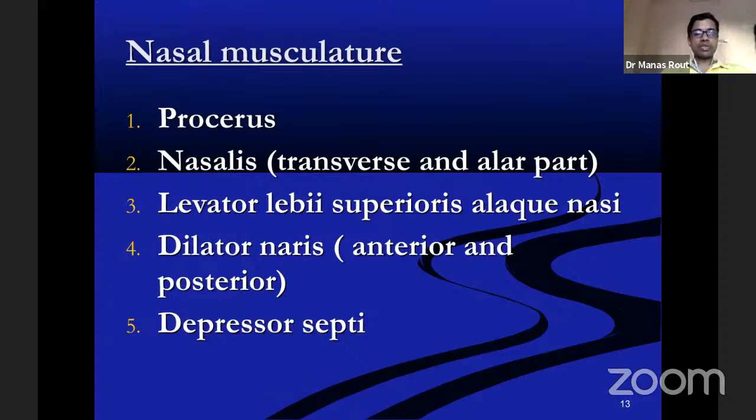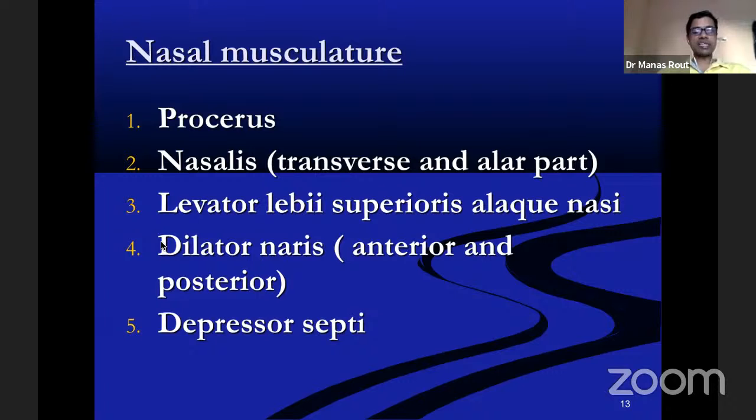Now coming to the nasal musculature. Here one is called the procerus muscle. These are the muscles of the nose. Procerus muscle is an extension of the occipitofrontalis or frontalis muscle that extends downward towards the nose. That is called procerus. Now the nasalis muscle has 2 parts: one is the transverse and the other the alar part of the nasalis muscle. Then levator labii superioris alaeque nasi, and dilator naris, anterior and posterior.